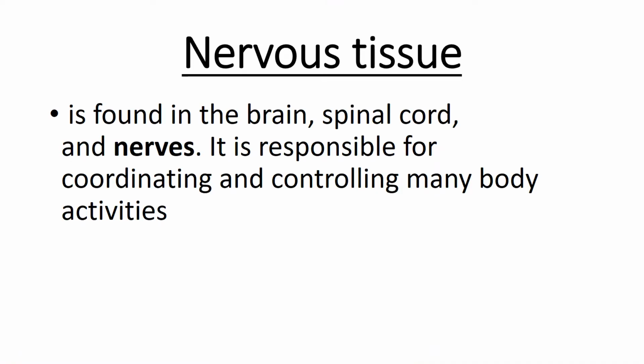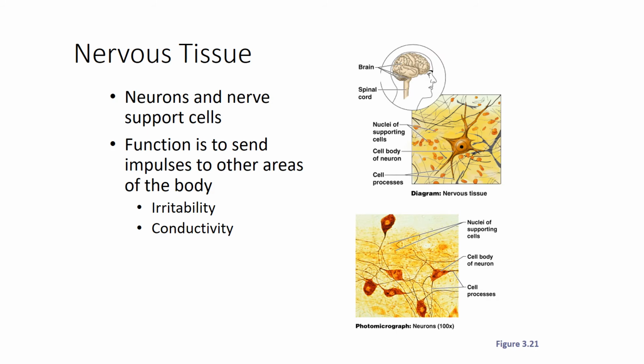Next is nervous tissue, found in the brain, spinal cord, and all throughout the body. It is responsible for coordinating and controlling many of the body's activities in the nervous system. The neurons and the nerves are actually cells. They have a nucleus and all the organelles associated with eukaryotic cells, such as mitochondria, lysosomes, smooth endoplasmic reticulum, and things like that. They carry electrical impulses throughout the body to contract the muscles or do different things to help us survive.